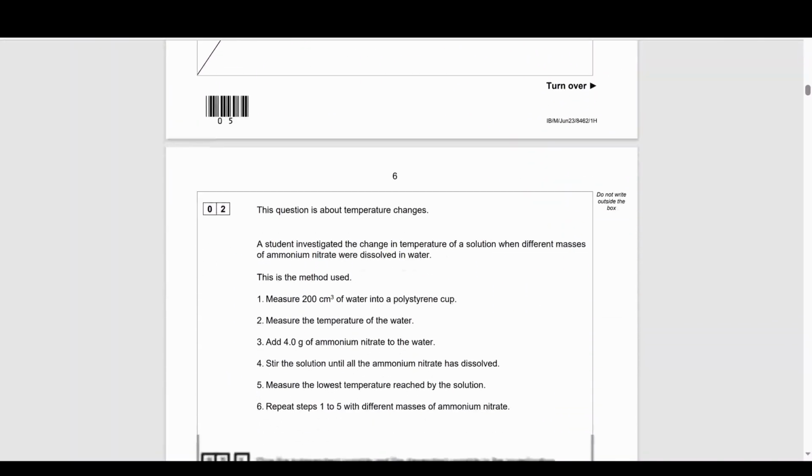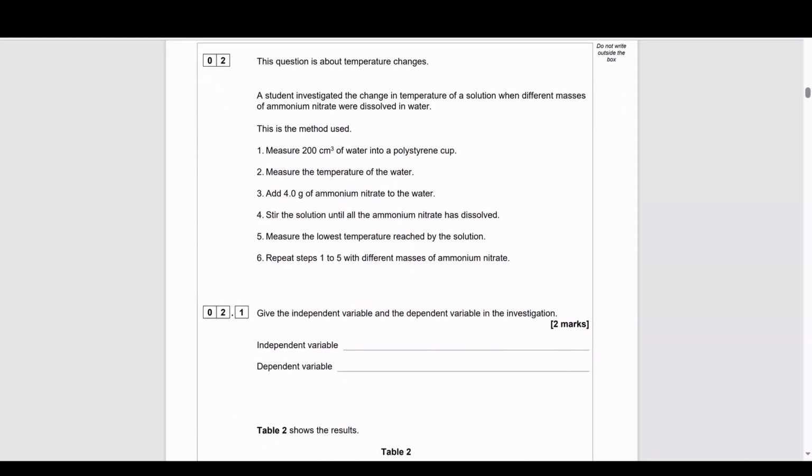Question 2. This question is about temperature changes. A student investigated the change in temperature of a solution when different masses of ammonium nitrate were dissolved in water. This is the method used. 2.1. Give the independent variable and the dependent variable in the investigation. A reminder for our variables: independent is what we change, and dependent is what we measure.